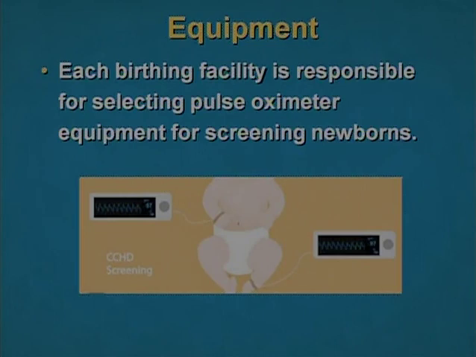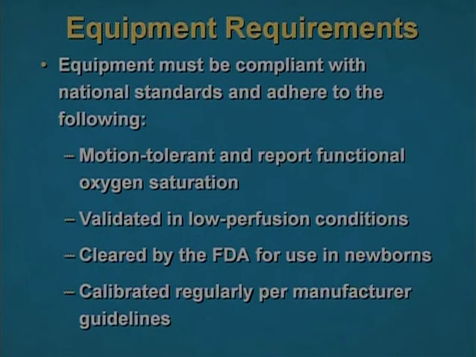So it is recommended that each birthing hospital select a pulse oximeter for screening the newborns. And again, we don't endorse any specific equipment, but equipment does have to meet certain national standards and adhere to the following. The equipment should be motion tolerant and report functional oxygen saturation. The equipment should be validated in low perfusion conditions. It should be cleared by the FDA for use in newborns. And it needs to be calibrated regularly per manufacturer guidelines.